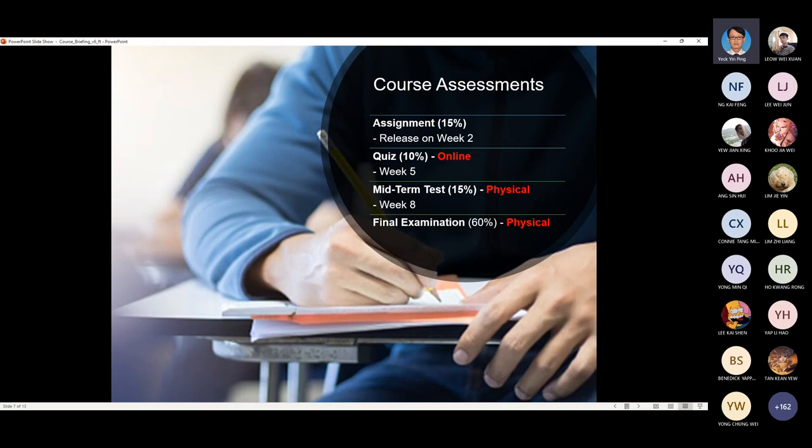This one will be conducted physically in week 8. So you need to sit your midterm test just like you do for the final exam. In this trimester, all the midterm tests for all the subjects will be conducted physically. I believe you are here at 8 o'clock in the morning, and this will be your first. Later, when you join other classes for other courses, your lecturer will inform you that the midterm test will be conducted physically. Your final examination is 60 out of 100, and it will also be conducted physically.